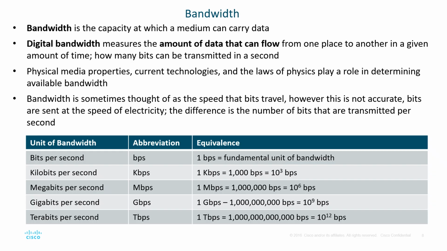So as you see in this chart here, the measurement for bandwidth is bits per second, BPS. So 1 BPS is the fundamental unit of bandwidth. And then the further up we go, we increment in 3s: kilobits, 10 to the 3, megabits, 10 to the 6, gigabits, 10 to the 9, terabits, 10 to the 12. And that exponent simply means, in layman's terms, or an easier to remember representation, how many zeros after the 1.